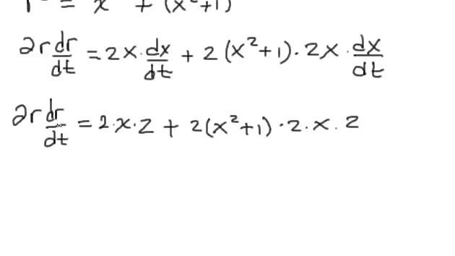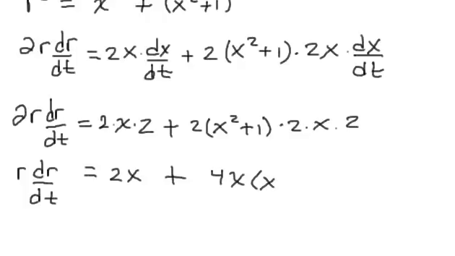Now all we want to do in this problem is solve for dr over dt. And of course, we have a 2 here. We got a lot of 2's going on in here, don't we? If I just go ahead and multiply through by half to everything here, we're going to end up with an r and then a dr over dt. Multiply that by half, we'll just be left with 2x. Plus, multiply all this stuff by half, we're going to get rid of one of these 2's here, and that's going to become a 4x times x squared plus 1.